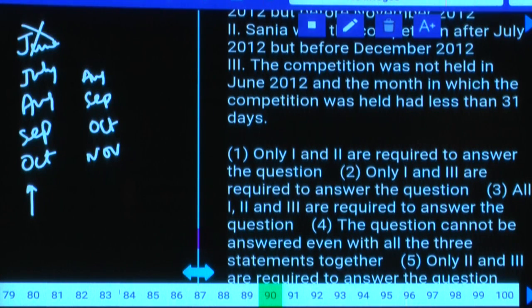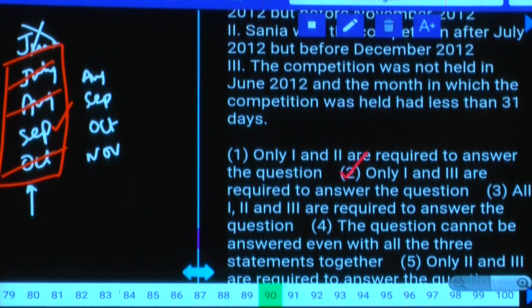That means June is ruled out. Next, the month in which the competition was held has less than 31 days. Not in June, less than 31 days. According to this, these are the 4 months left over. Among these 4, July, August and October are the 3 months which have 31 days. Now it happened in less than 31 days, that is only in the month of September. Are we getting the answer or not? By combining which two are we getting the answer here? 1 and 3, choice 2 is the answer.